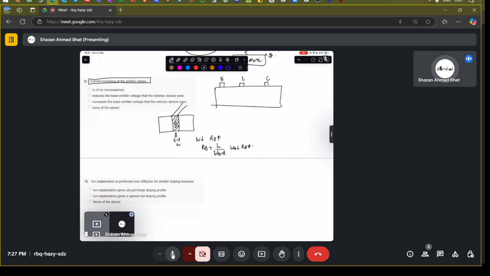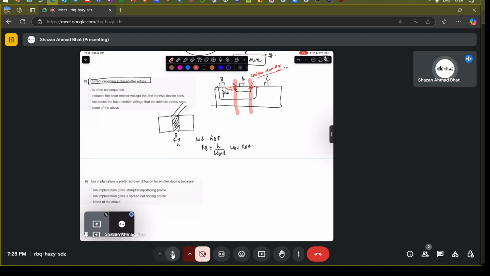Okay, so now what happens? That means the resistance of the base goes on increasing, and the current likes to flow through the lowest resistance path. So this is the intrinsic device. When the base resistance goes on increasing, the current would like to flow through the lowest resistance path. Okay. So what is going to happen? All of the current is going to crowd here. That's called emitter crowding. And it's again a detrimental effect. Okay, so current crowds here.